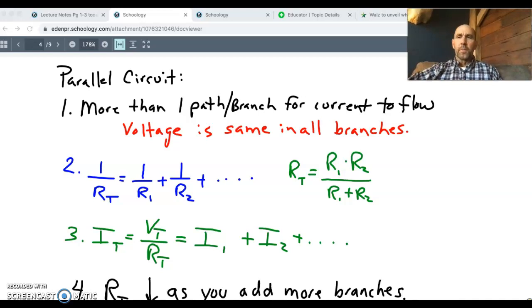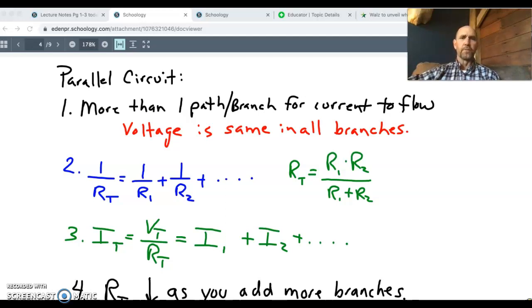Okay, so let's get into the parallel circuits. In the series circuit, remember the number one characteristic of a series circuit was that it had only one path for the current to flow, and the current was the same everywhere. Well, in a parallel circuit, there's more than one path for the current to flow, and therefore the voltage is the same in all branches.